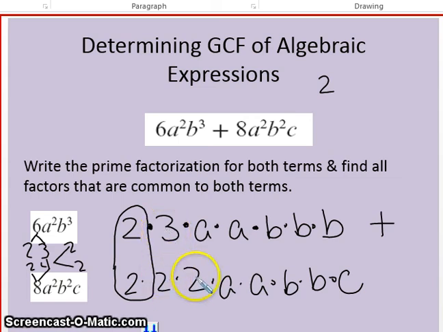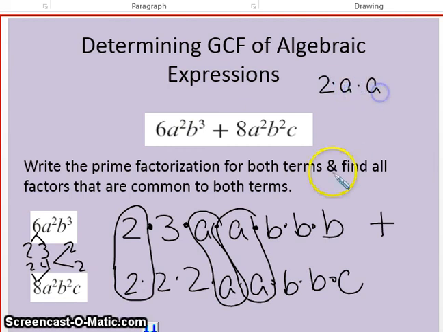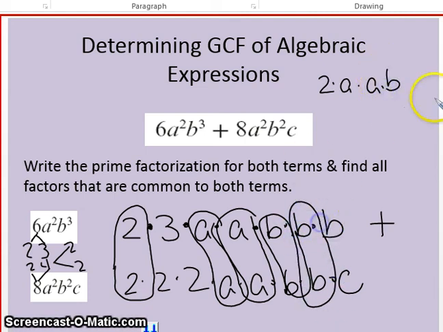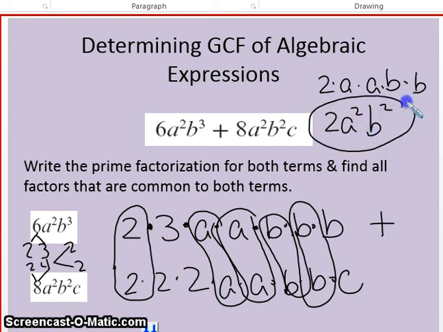Now, this one's got a 3, this one has some more 2s, so that's all for our whole numbers. They both have an A, and then another A. So our greatest common factor is going to include A and A. They both have a B here, so that's another part of our GCF. They both have another B in common, so that's another part of our GCF. So that means that our greatest common factor for these two terms would be 2 times A times A, which is A squared, and B times B, which is B squared. So 2A squared B squared is our greatest common factor.